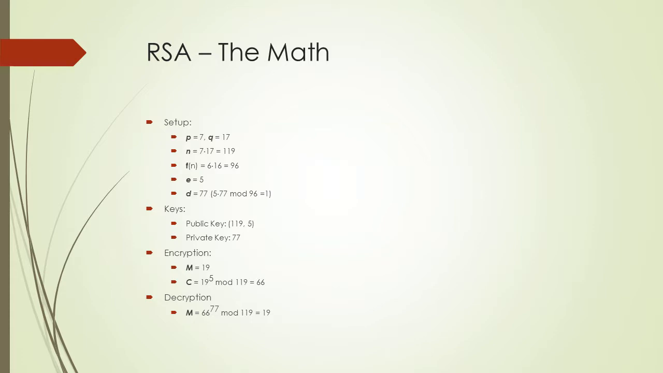So here it will be 19 to the power of 5 mod 119, which will give you 66. So this is our encrypted value, or encrypted message. Decryption will be 66 to the power of 77, which is your private key that you'll use to decrypt, mod 119, which is the 7 times 17 from the prime values, which will give you 19, which was your original value that you had.